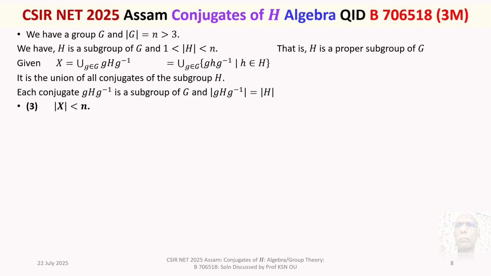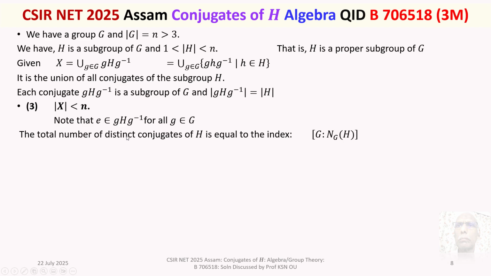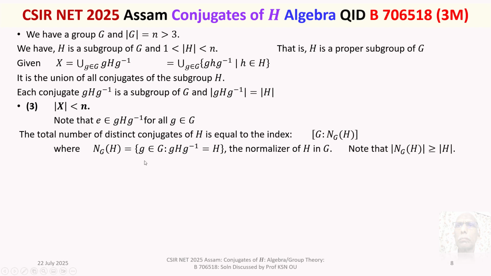Option 3. Order of X is less than n. Note that e belongs to gHg inverse for all g belongs to G. The total number of distinct conjugates of H is equal to the index of the normalizer of H in G, that is G over the normalizer of H in G. That is the index, where the normalizer of H in G is the set of all g belongs to G such that gHg inverse is equal to H.